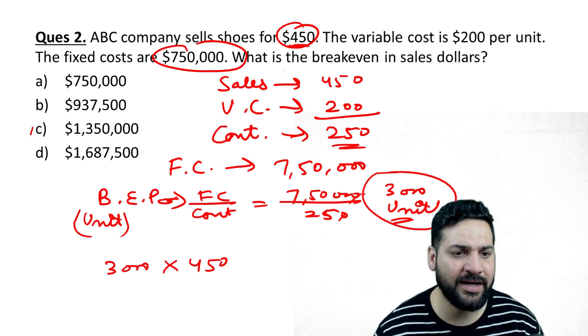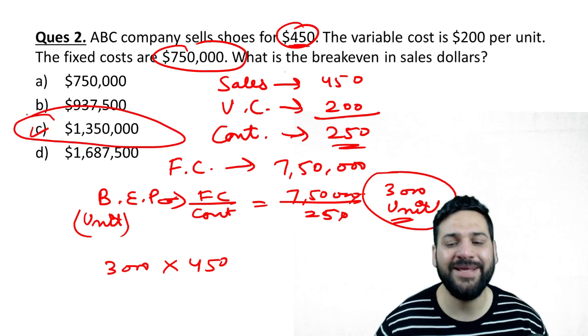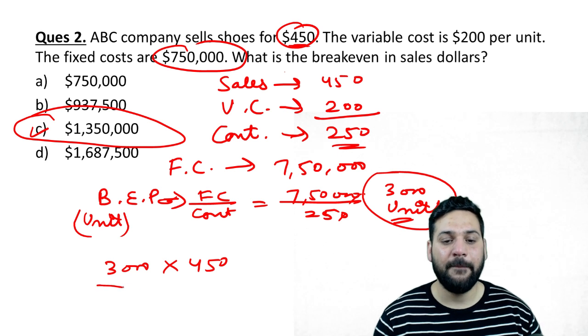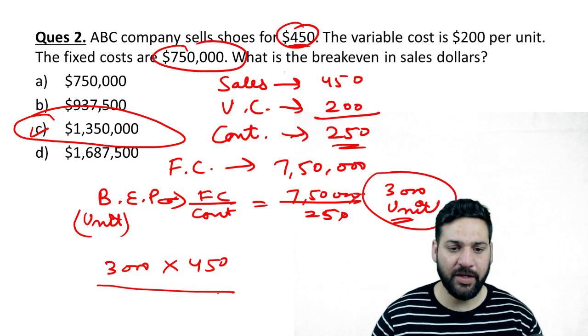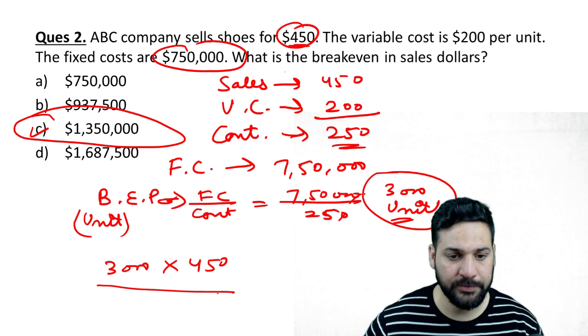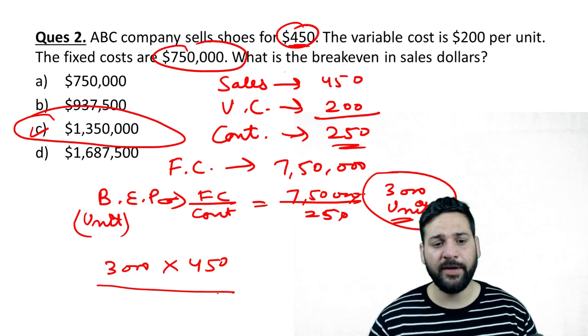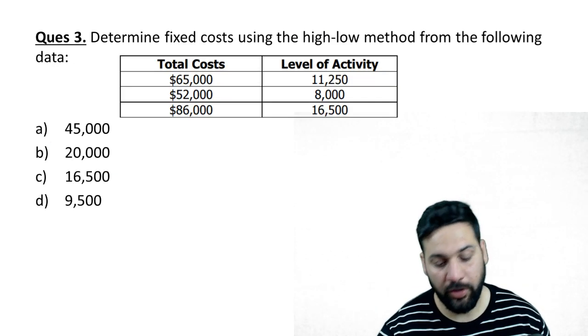1,335 million. That is the correct answer. Okay, so C is the correct answer. 3,000 multiplied by 450. Okay, let's move forward to question number 3.